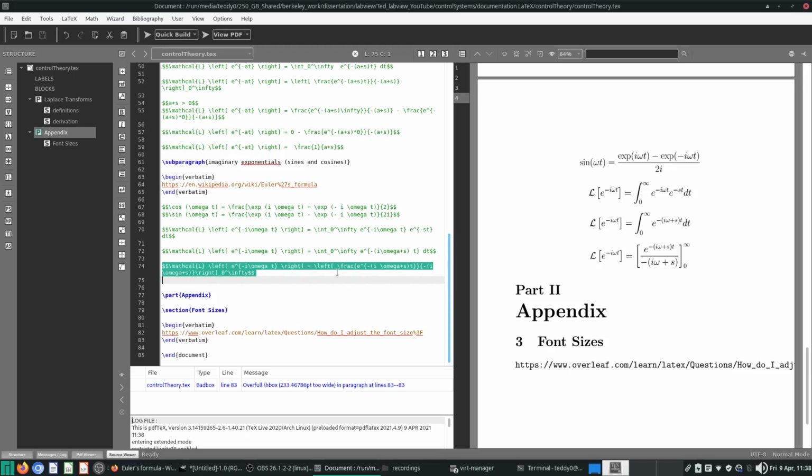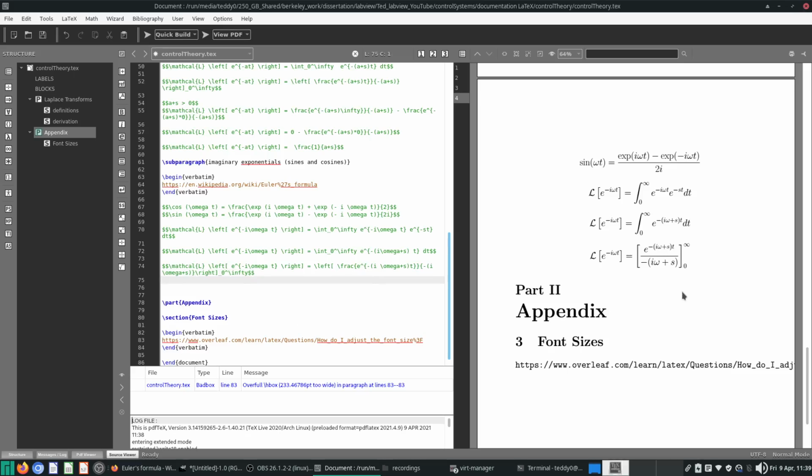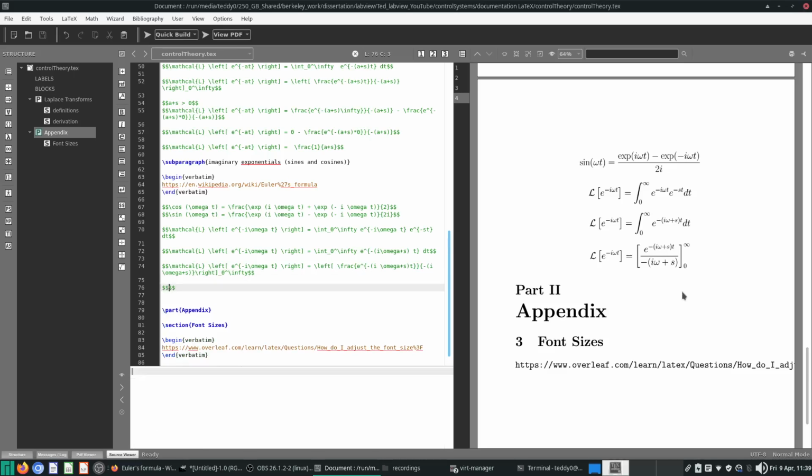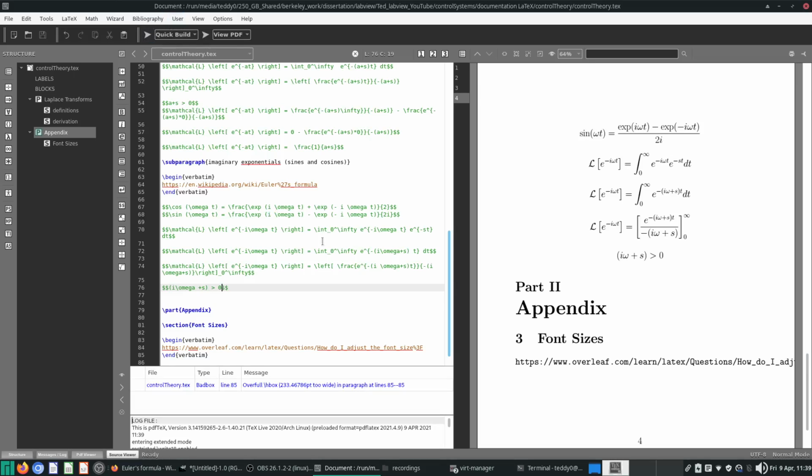Again, you will have the same idea. I omega plus s, hopefully that should be a negative number. I omega plus s should be more than 0. So this is how you do the negative imaginary exponentials.